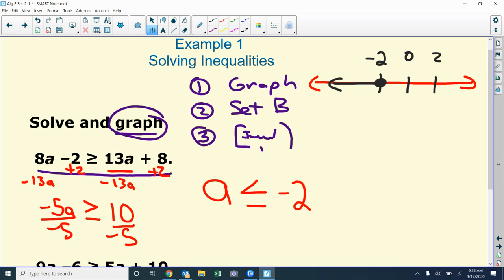Set builder. Set builder is already ready for us. A, such that A has to be less than or equal to negative 2. It's already set up for us, isn't it? Remember set builder? We get that inequality. We just plug it right in there. Bingo.